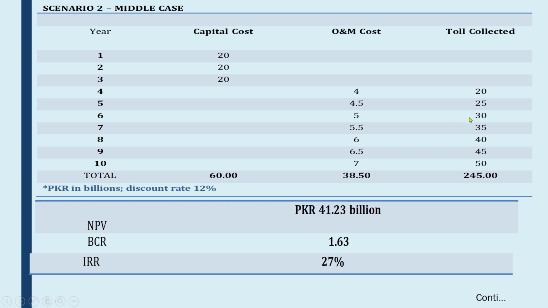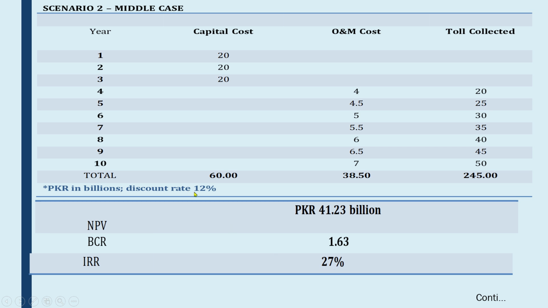See, the total collected is in billion. I'm sorry, the total collected is in billion. You can say it means million in billion. It depends on you. Here the NPV is written as 41.23 billion. The BCR is 1.63 and the IRR is 27%. So you are getting 63 cents on your $1 investment.